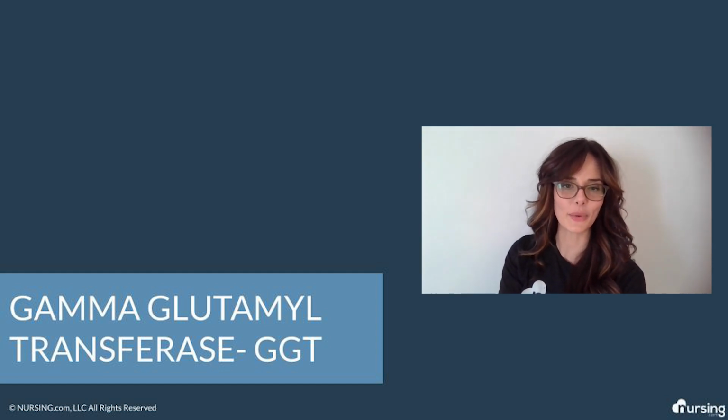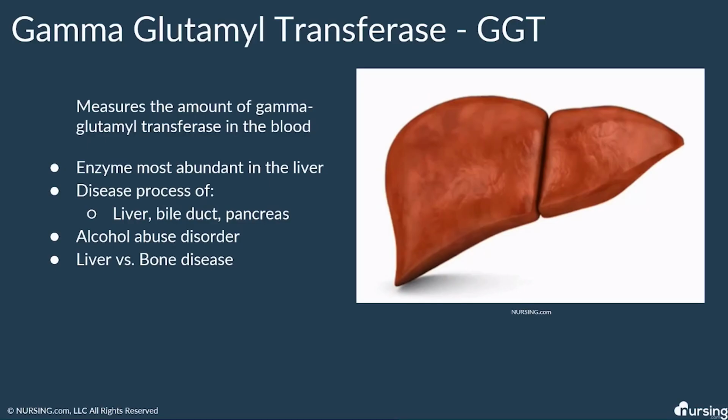Our lab lesson is going to cover a lab for gamma glutamyl transferase, abbreviated as GGT. Let's get started. The GGT lab measures the amount of gamma glutamyl transferase in the blood. It's an enzyme found most abundantly in the liver in addition to other tissues. It indicates if there's a disease process of the liver, the bile ducts, or pancreas. It's often seen or monitored in those with alcohol abuse disorder. It can also be implemented as a way to differentiate between if it's liver or bone disease, as it can be measured alongside an ALK phos lab.